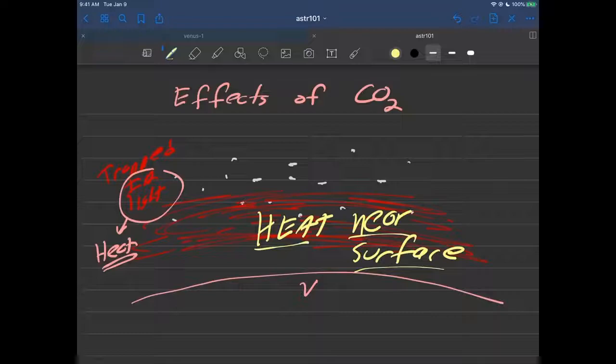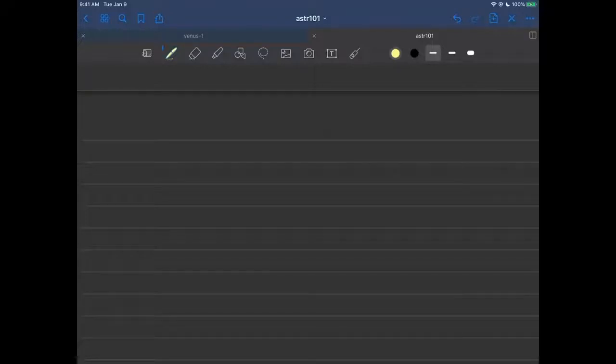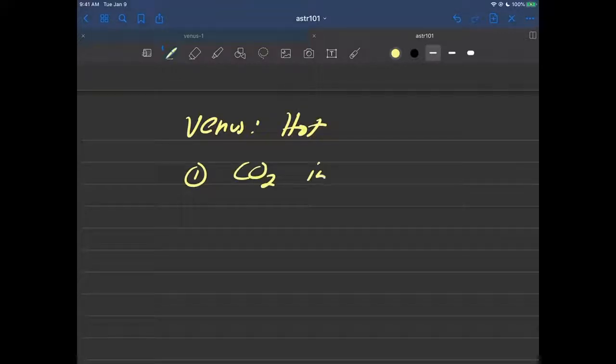That's what you get. And this is the primary reason why Venus is so hot, because it has a lot of CO2 in its atmosphere. CO2 traps IR light, and the heat just sort of hugs the ground. So Venus, being so hot, has a lot of CO2 in its atmosphere.